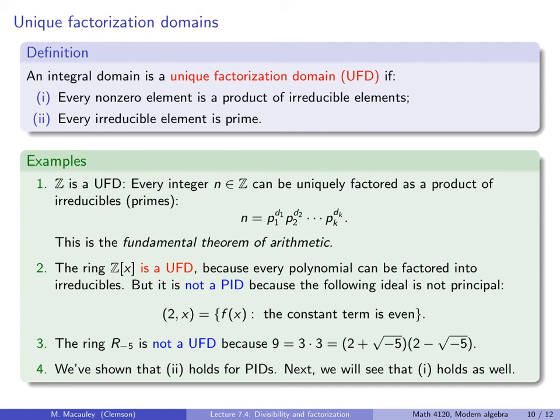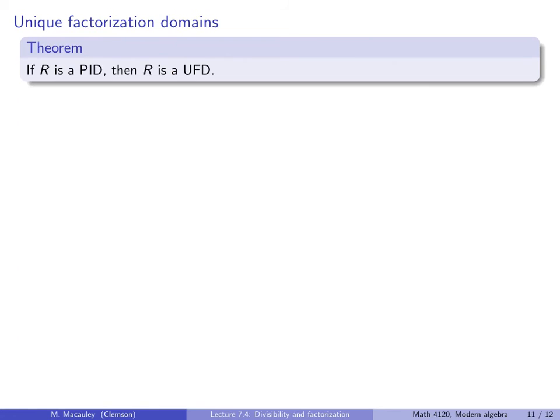And finally, it's not really an example, I guess, but it's just a statement that we have shown previously that this second property, every irreducible element is prime, which is built into the definition of a UFD, holds for PIDs. In the next slide, we will show that this first property holds as well. And we will do that by showing that every PID is a UFD, and that will imply that both of these hold right away. Here is that statement formally. If R is a principal ideal domain, then R is a unique factorization domain.